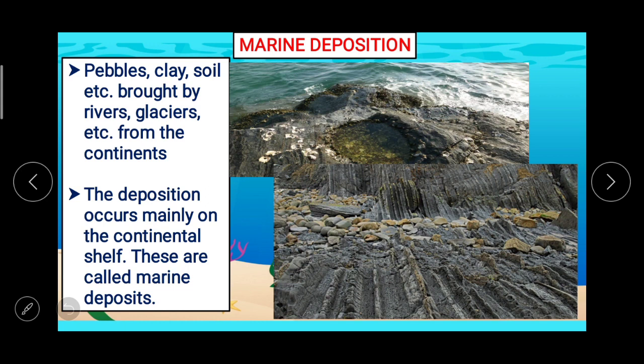And the next point, marine deposition. The marine beds are the deep parts of the world in respective regions, and hence various deposits are found in these parts, and these are the pebbles, clay, soil, etc. brought by rivers, glaciers, etc. from the continents. Here you can see pebbles. The deposition occurs mainly on the continental shelf. These are called marine deposits.